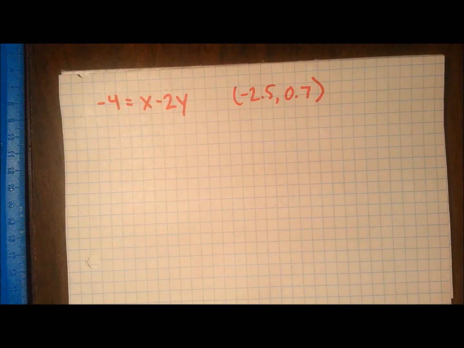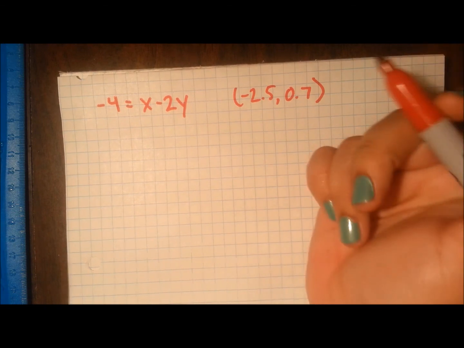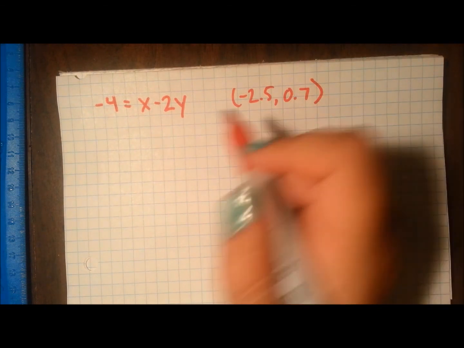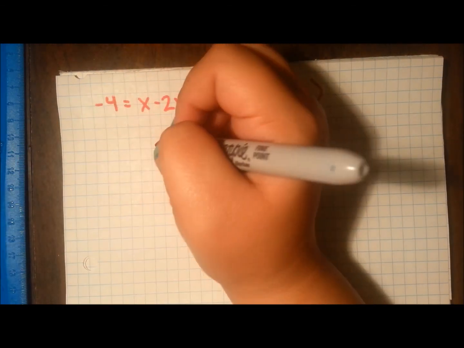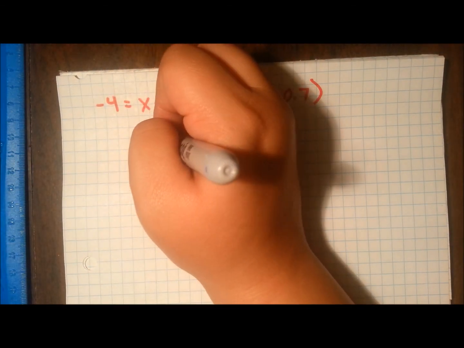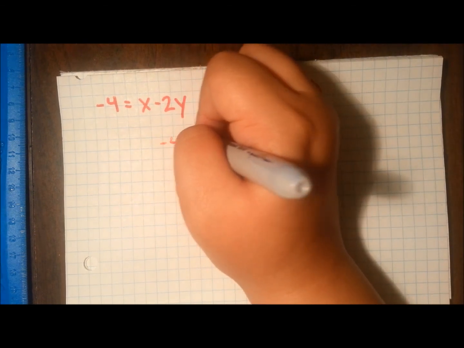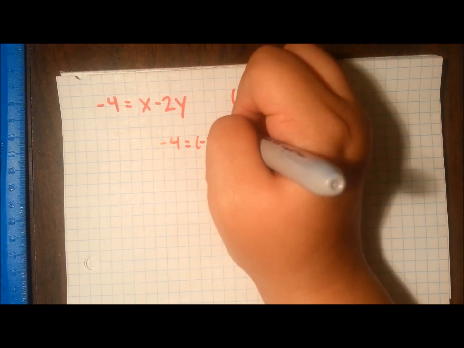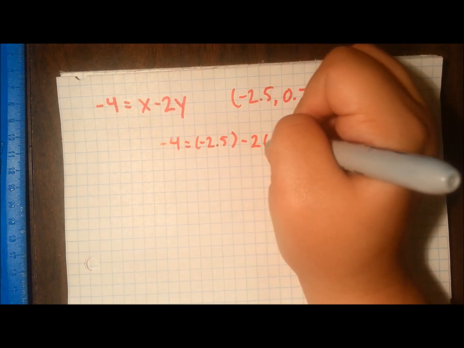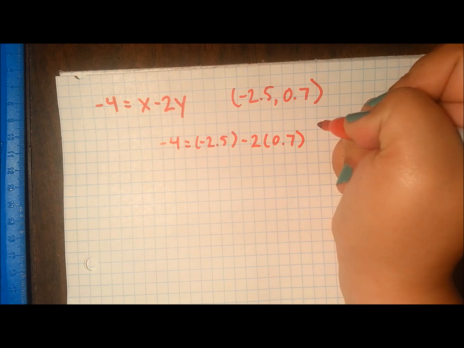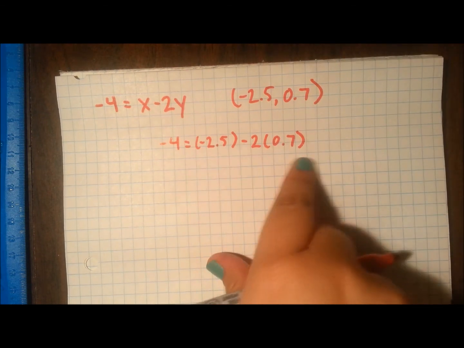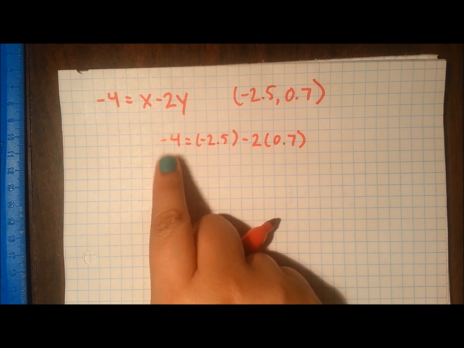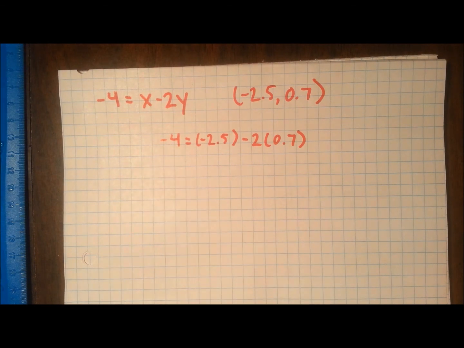And so what you're going to start off by doing is plugging in your ordered pair for your x and your y values. And you're going to set it up. Negative 4 is equal to negative 2.5 minus 2 times 0.7. And you're going to solve this part and see if it's equal to this side. And if it is, then your ordered pair is part of that line. And if it's not, then it's not part of that line.